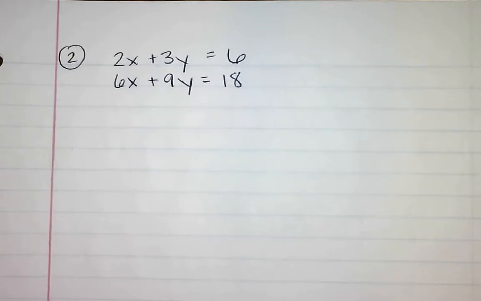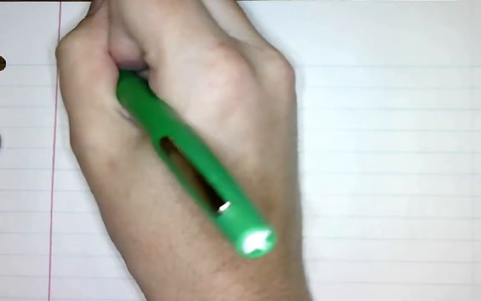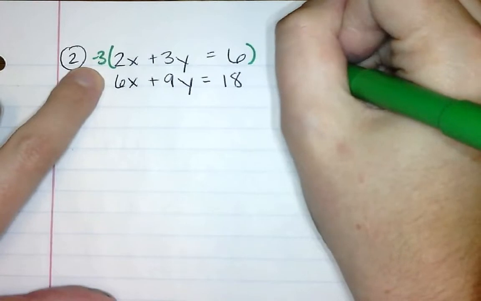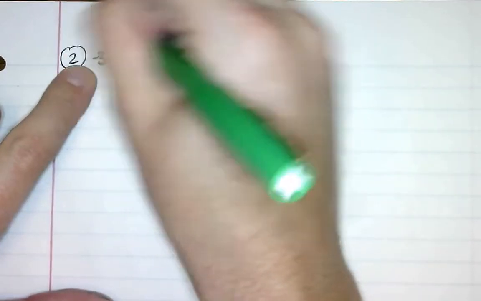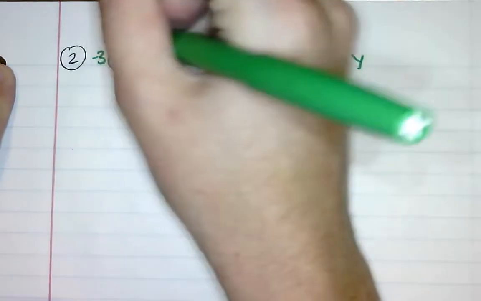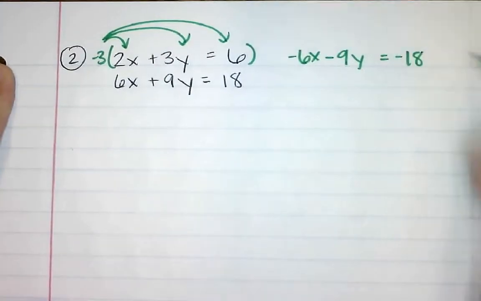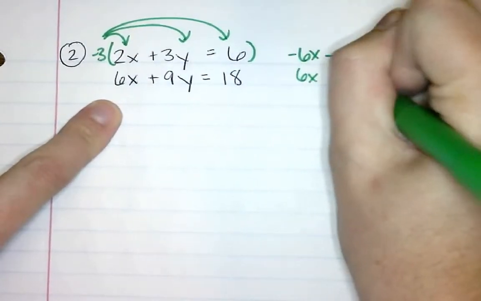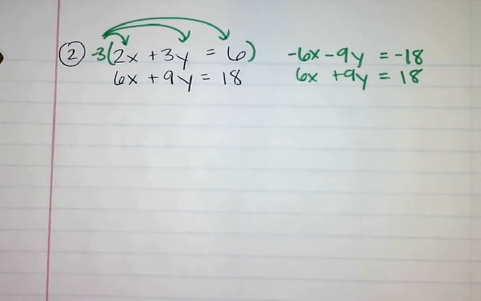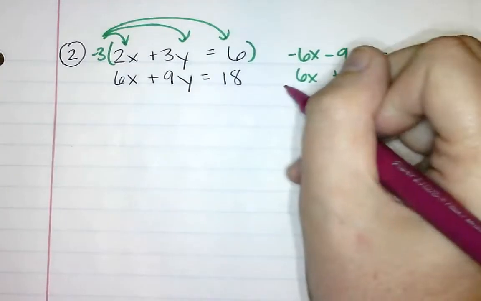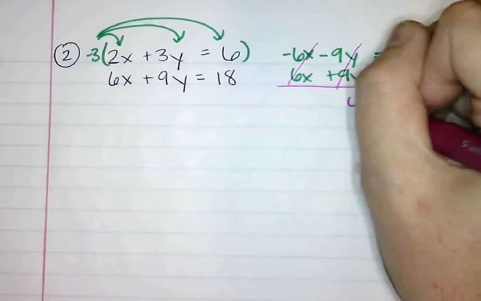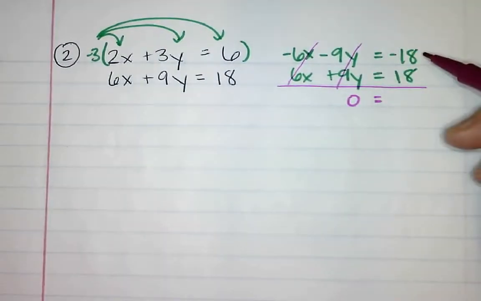Negative 3. Let's multiply this top guy by negative 3. If we just multiply by 3, it wouldn't be enough. So that negative 3 would turn this into negative 6x minus 9y equals negative 18. Then I'm going to rewrite my bottom equation, and as you're writing it, you might notice something. What is going to happen to every single variable here? Oh, my 6x cancels, and my 9y's cancel to leave us with 0. But look, negative 18 plus 18, that also leaves us with a 0.